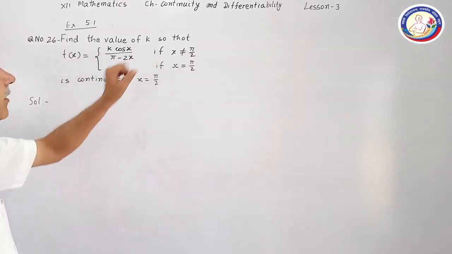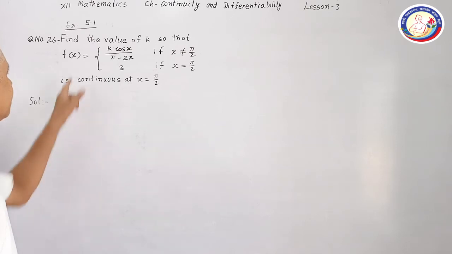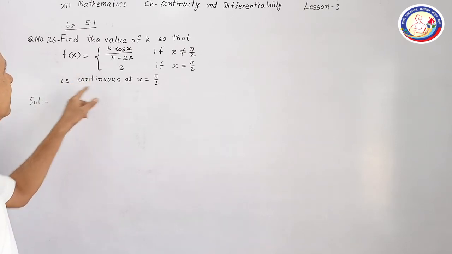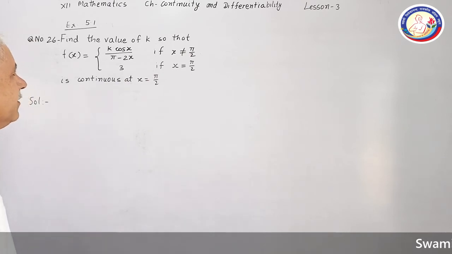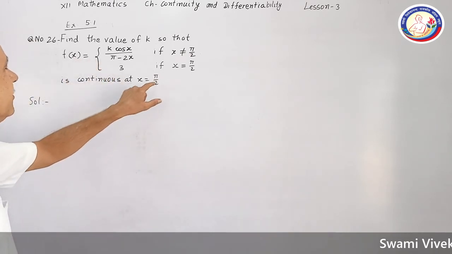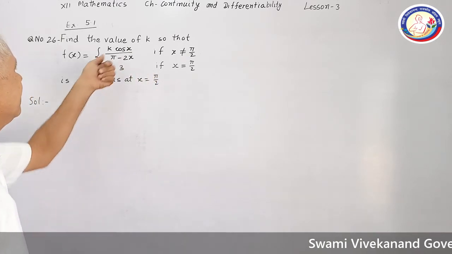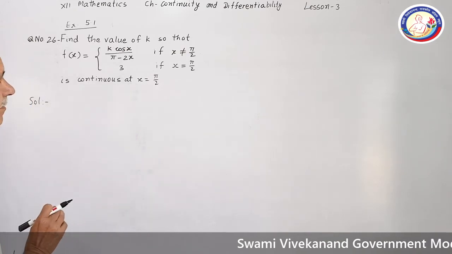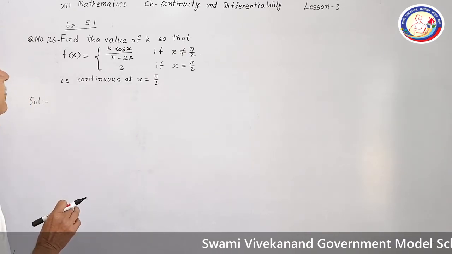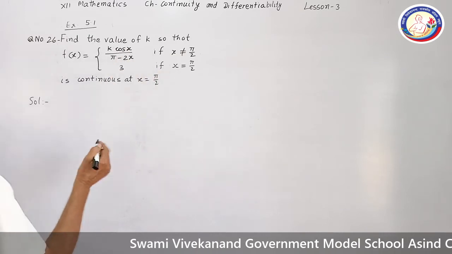Find the value of k so that this function is continuous at x equal to pi by 2. It is given that this function is continuous at x equal to pi by 2. And what will be the value of k here? So what is the meaning of this function being continuous at pi by 2?